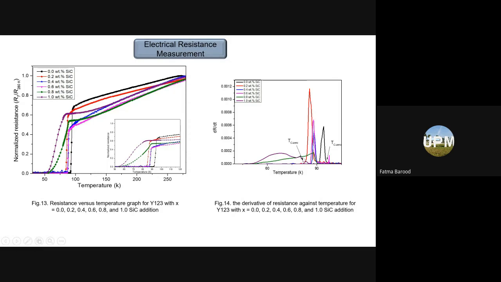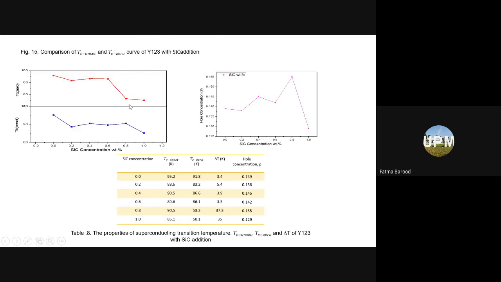The peak is very low in these samples, while the narrowest peak was for the sample with small addition, 0.2 silicon carbide nanoparticles. The TC onset and TC0 were determined and decreased for all samples, and the hole concentration also decreased except for the sample with 0.8 percentage.